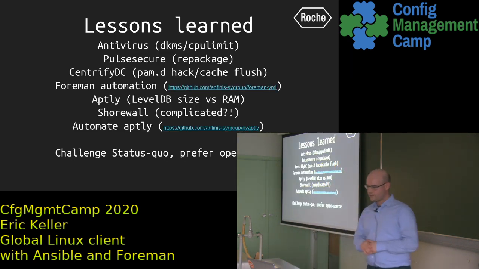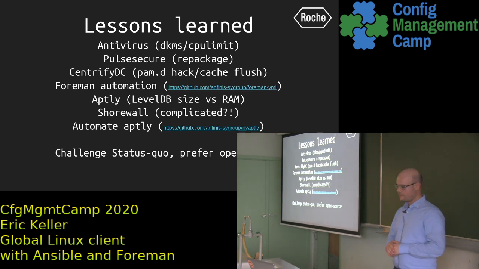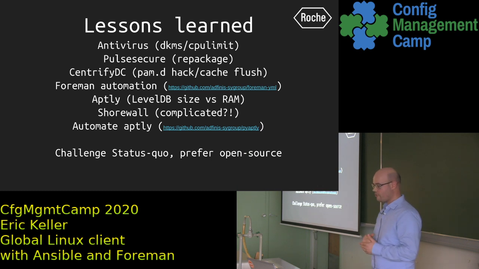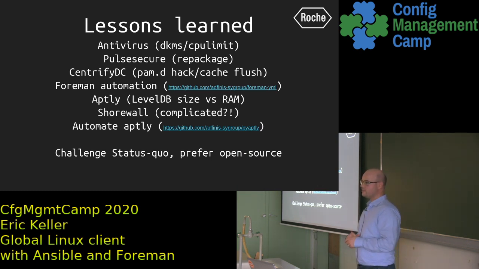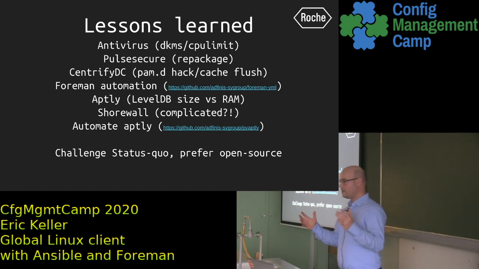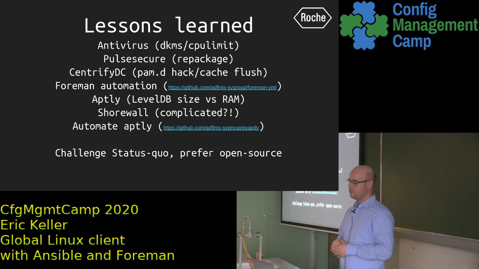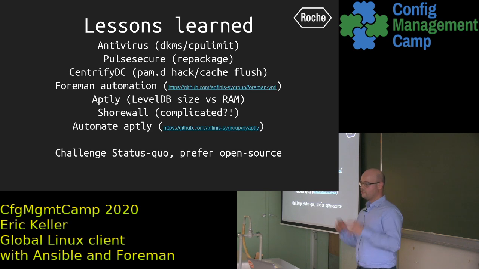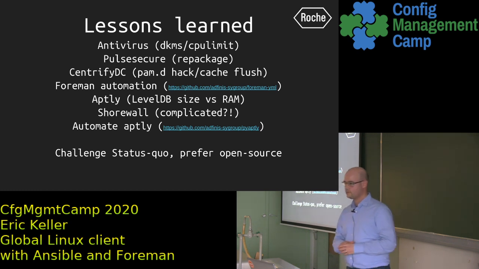Here we come to the lessons learned. I put just a line at the end, which is: challenge the status quo and prefer open source tools. And this is not something we can decide at the beginning. When you start and bootstrap a Linux client in a big corporation, you usually come up with a predefined infrastructure. Like antivirus was a must. We had a preferred antivirus solution. This did not cope well with real time. It froze the Linux laptops randomly.